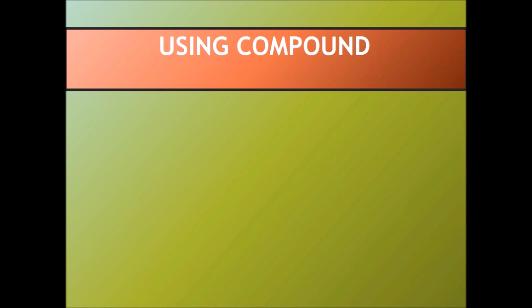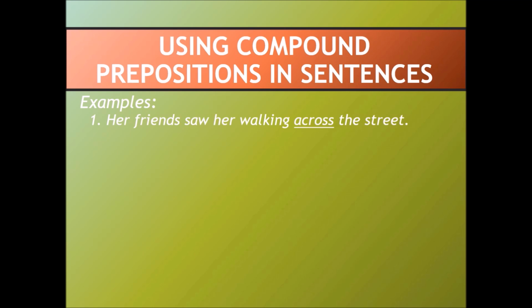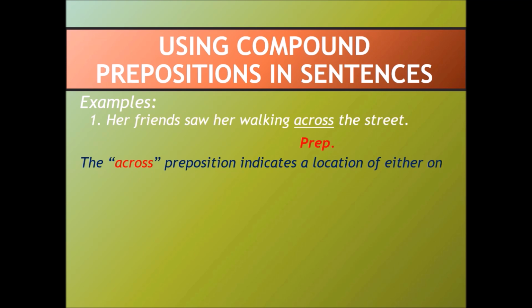Using compound preposition in sentences. Examples. 1. Her friends saw her walking across the street. Across there is a compound preposition. Now, the across preposition indicates a location of either on the other side or from one side to the other of something.